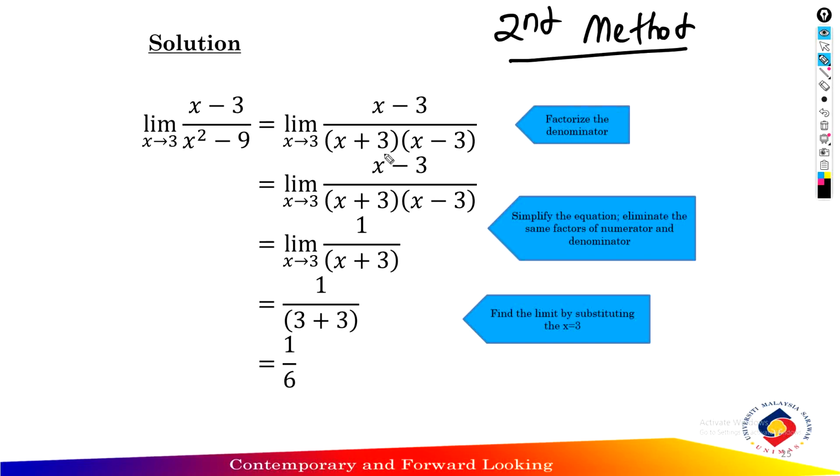For the second method, write down the limit as x approaches 3 of (x minus 3) over (x squared minus 9). Here you factorize the denominator of the rational function: x squared minus 9 equals (x plus 3) times (x minus 3). We have x minus 3 in the numerator and x minus 3 in the denominator, so you cancel them, and (x minus 3) over (x minus 3) equals 1. The limit as x approaches 3 of 1 over (x plus 3).